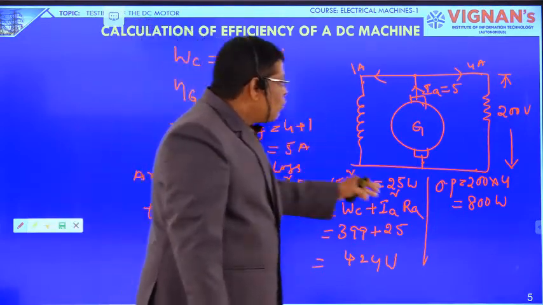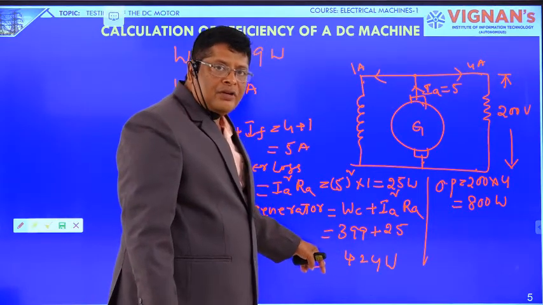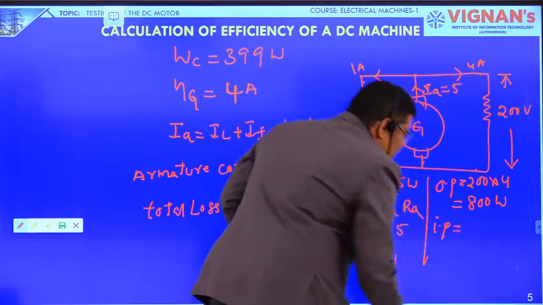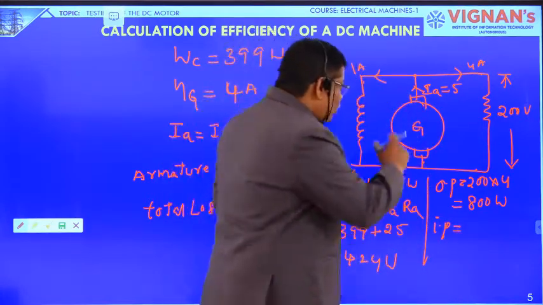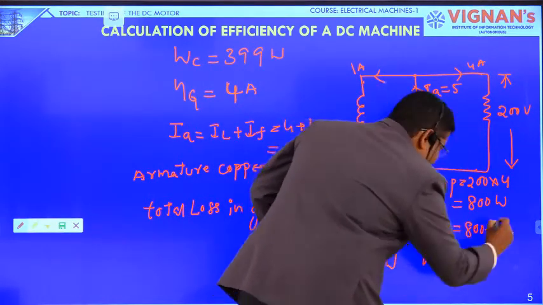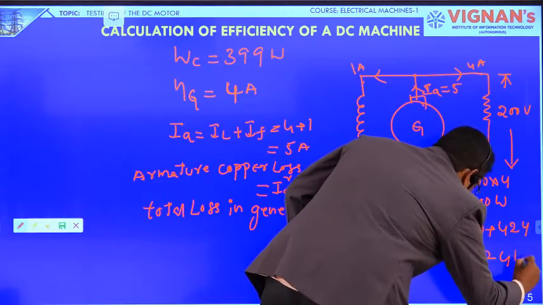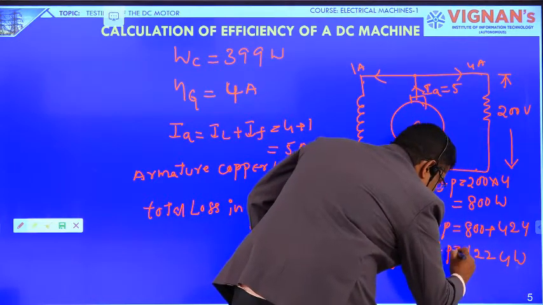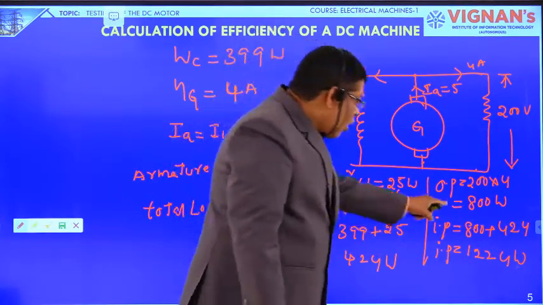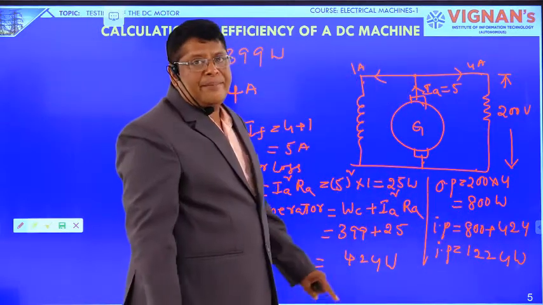Here we know the output power and the total losses in the generator. Now the input power is equal to the output power plus the losses in the generator. 800 plus 424, we are getting 1224 watts. This is the input power. So input power is equal to output power plus total losses in the generator at 4 amperes of current.